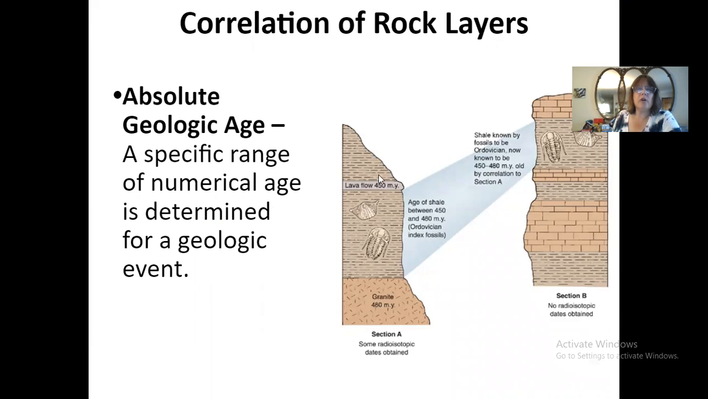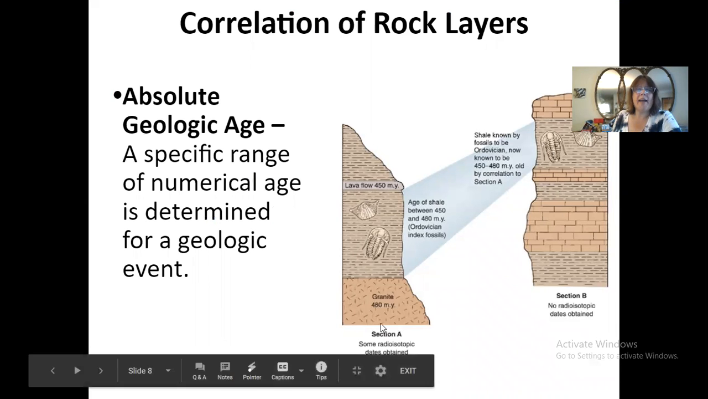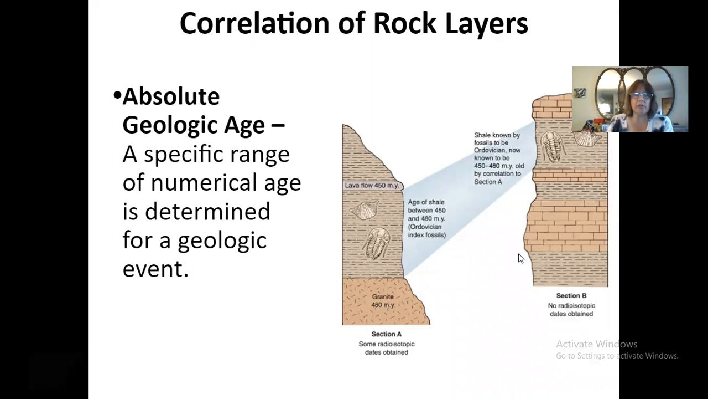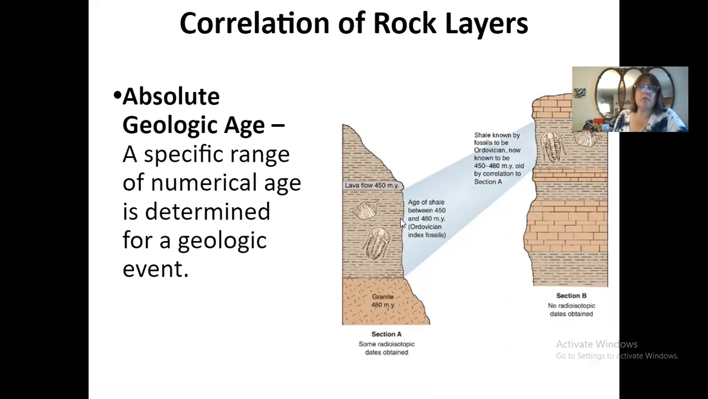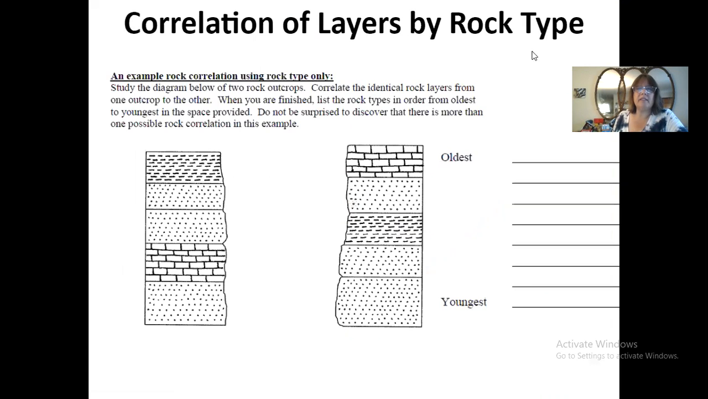There's a lava flow that's 450 million years old, granite that's 480 million years old. Those would be examples of absolute ages. But relative age dating, remember, is listing older events, from oldest to youngest. So the granite is older than this layer containing the trilobite and brachiopod fossils that are above it. That's an example of relative dating.